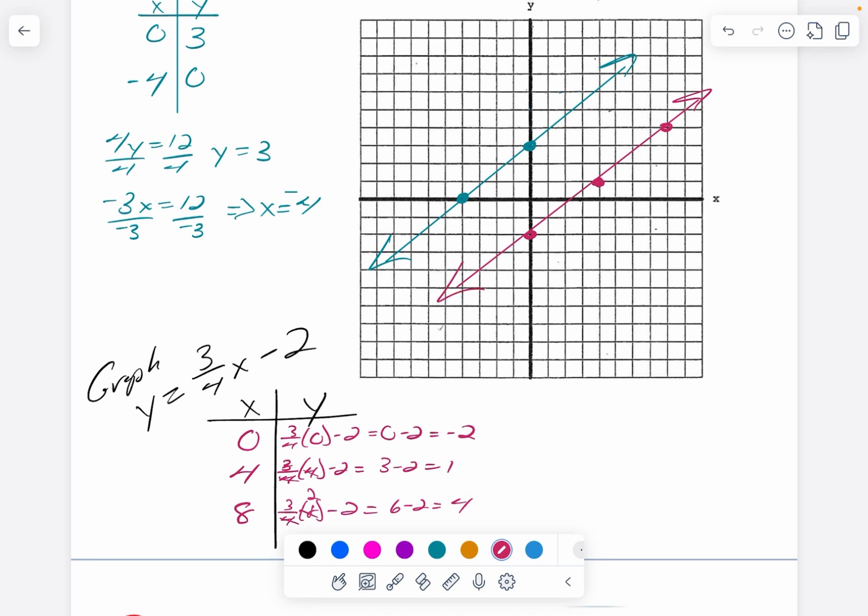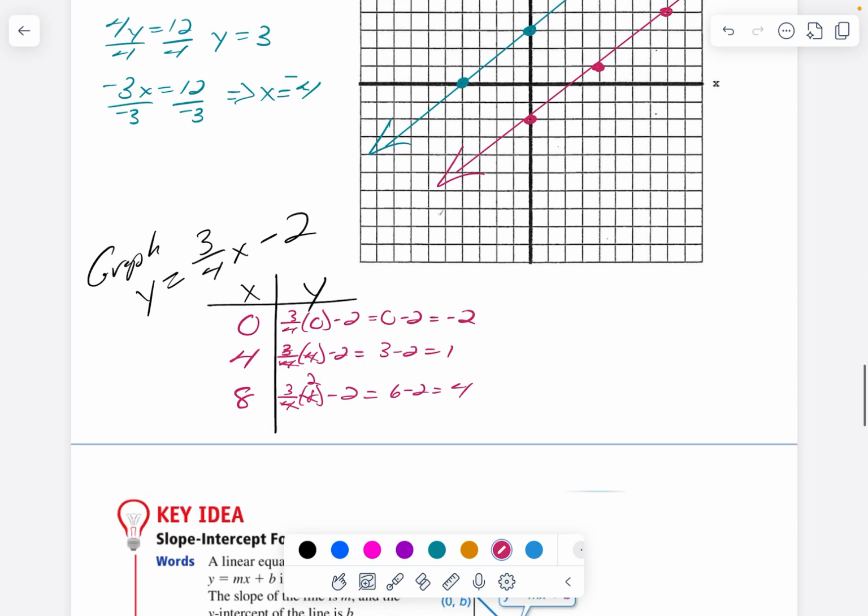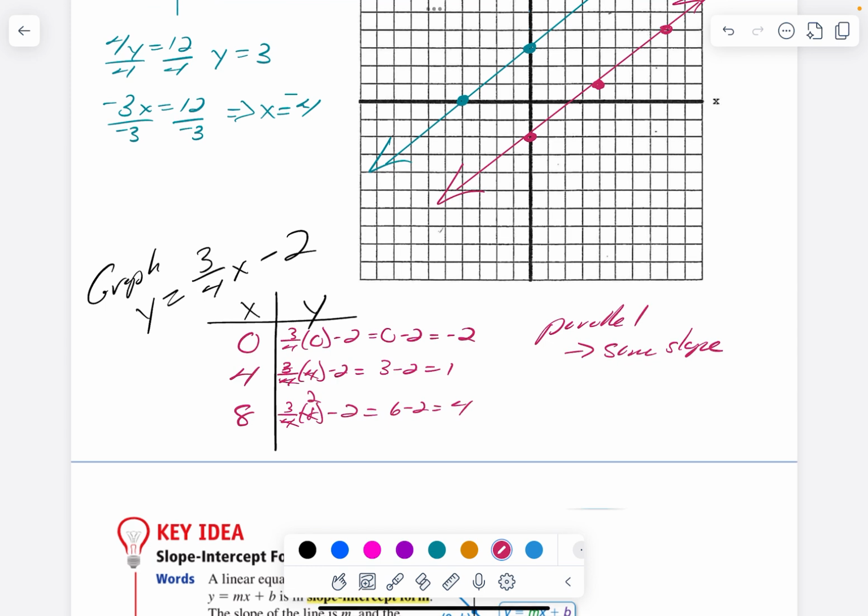Oh, interesting. It looks like these lines are parallel. Well, parallel, when you think about it, would mean that they have the same slant or the same slope. So parallel means same slope. Well, let's see. What is the slope? Let's count. So on my red graph, I'm going to count up 1, 2, 3, over 4. So this has a slope of 3/4.